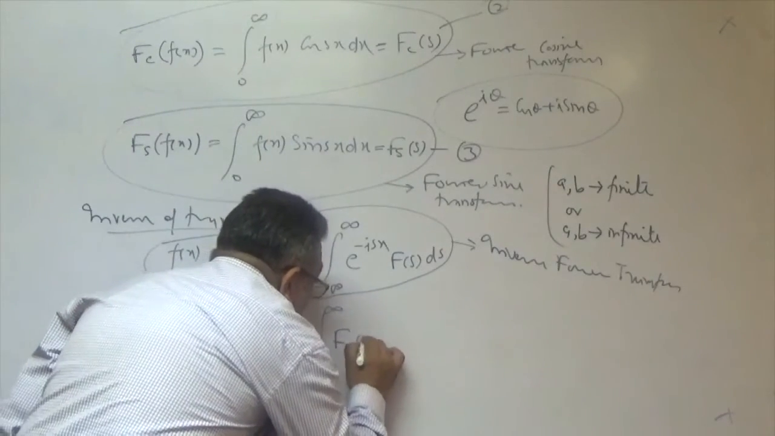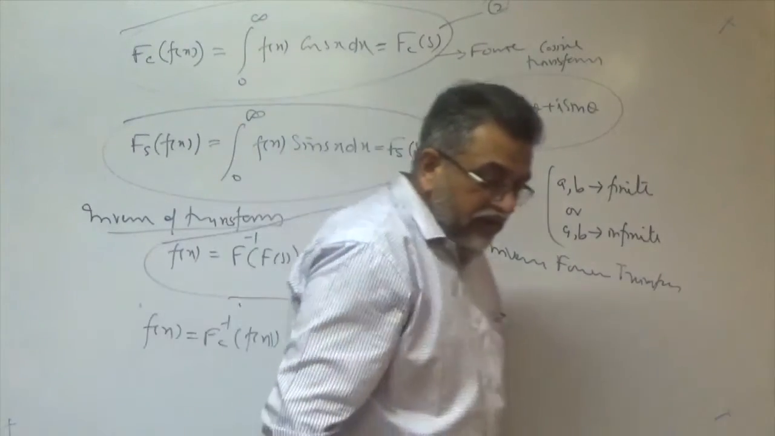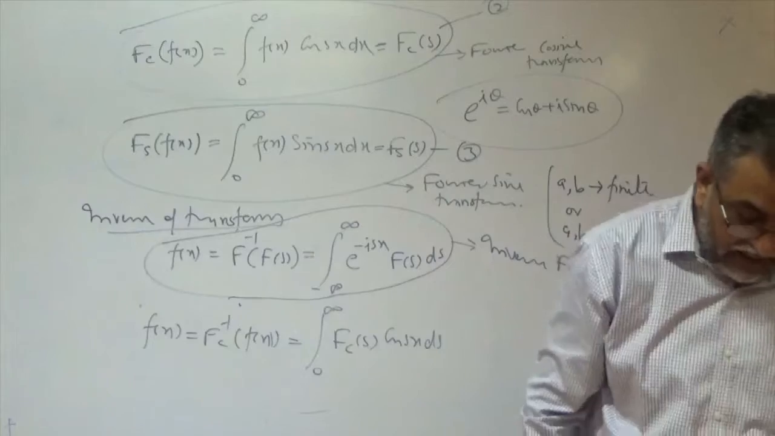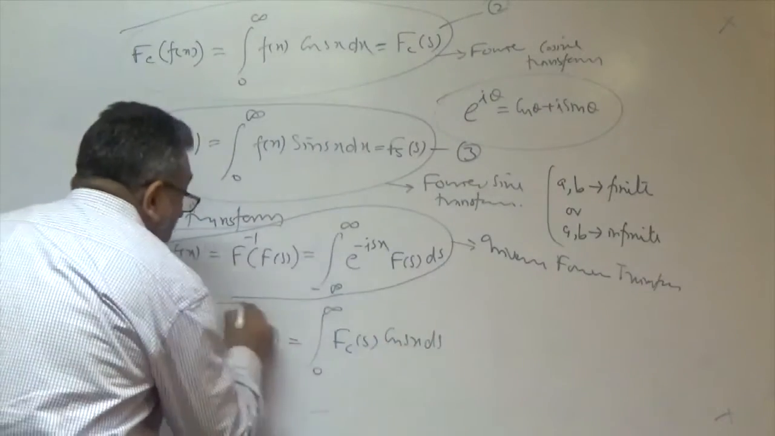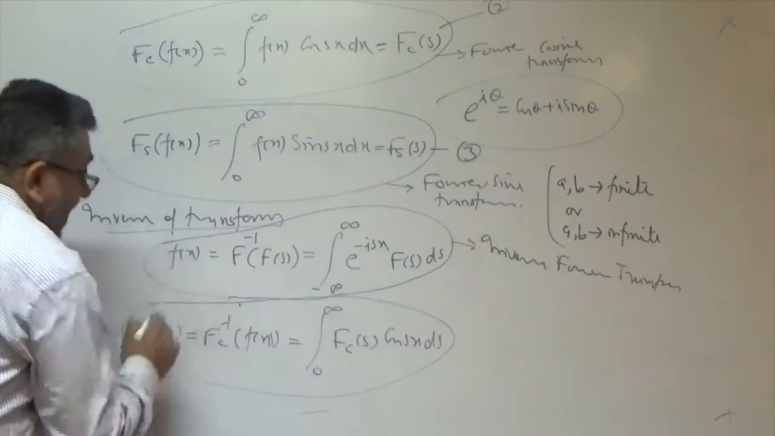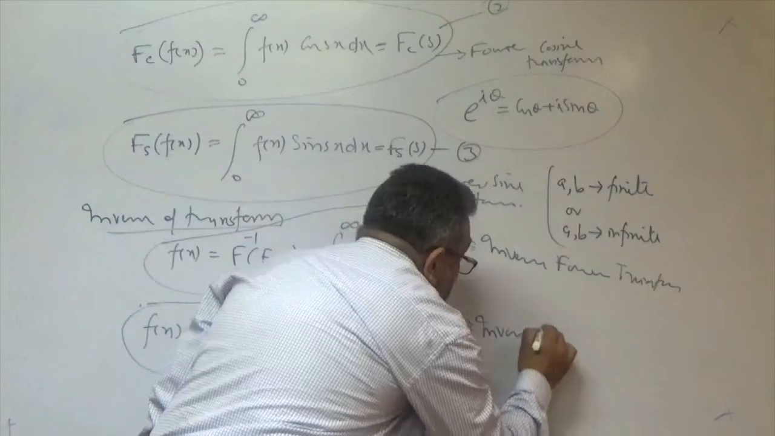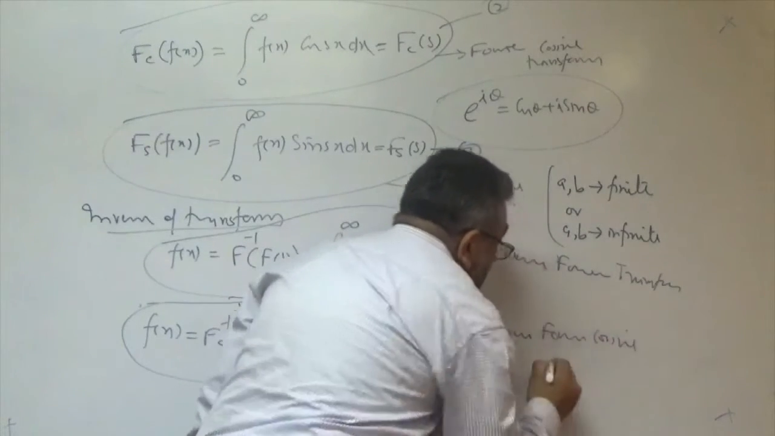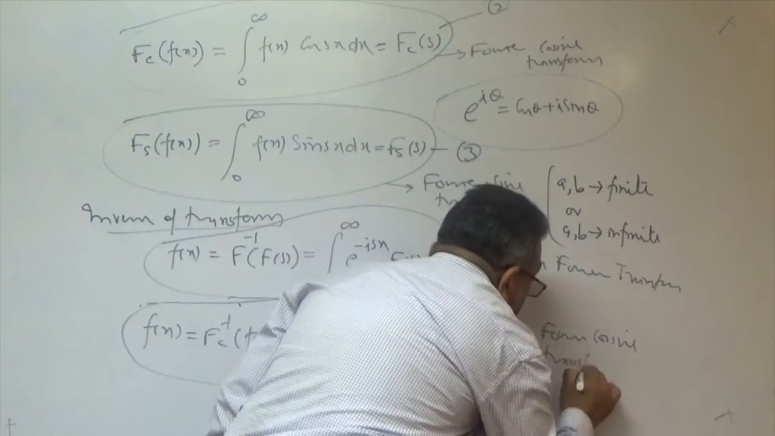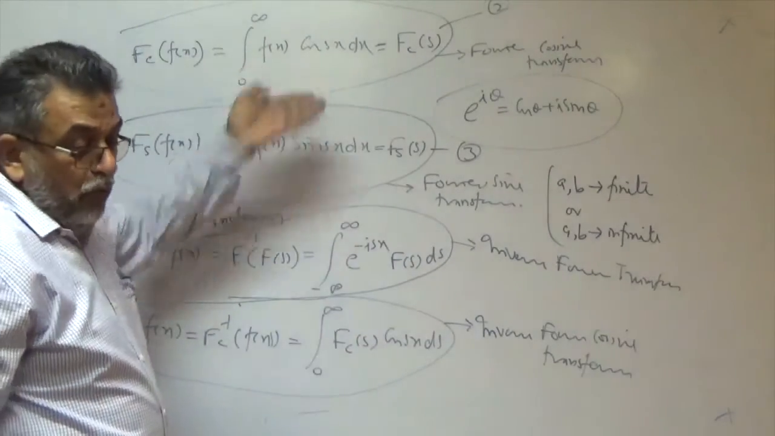Similarly, you can define it as the integral 0 to infinity of capital Fc(s) cos sx ds. This is your inverse Fourier cosine transform. This is the next formula. You can see that this is called the inverse Fourier cosine transform. This is just the inverse of formula number 2.